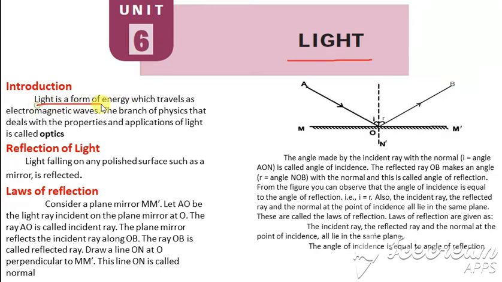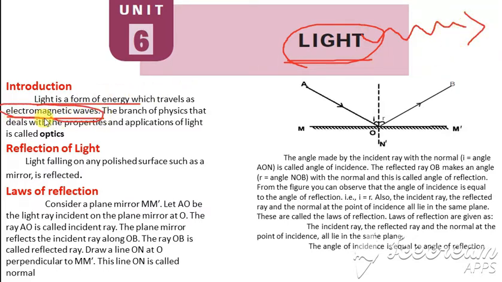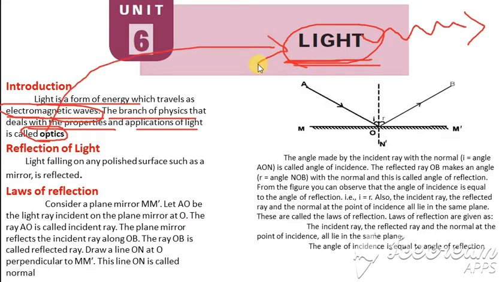Light is a form of energy which travels as electromagnetic waves. Light always travels as an electromagnetic wave. The branch of physics which deals with the properties and applications of light is called optics. So optics is nothing but the study of light.